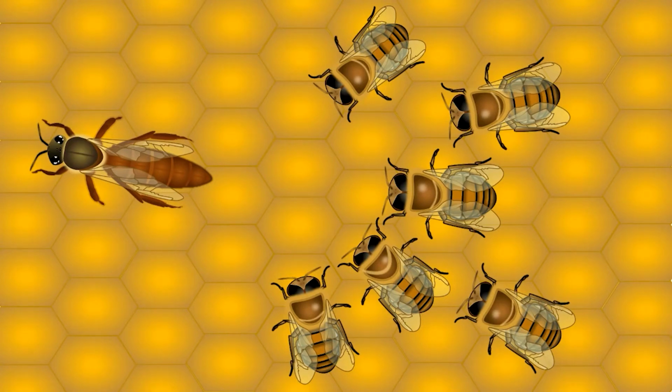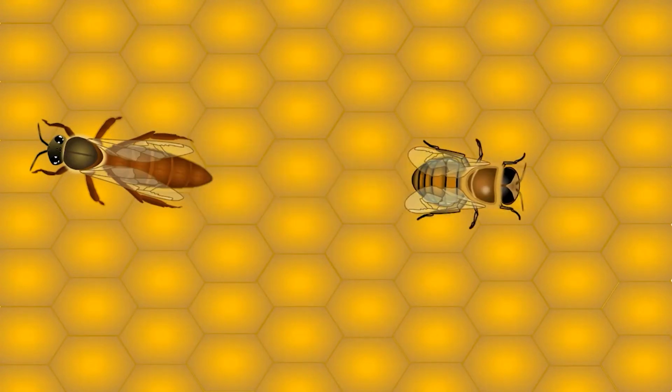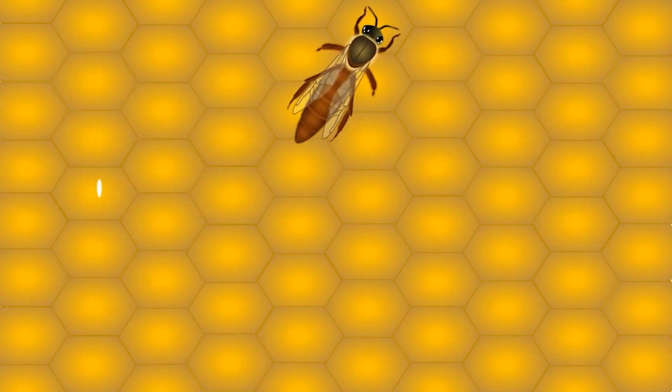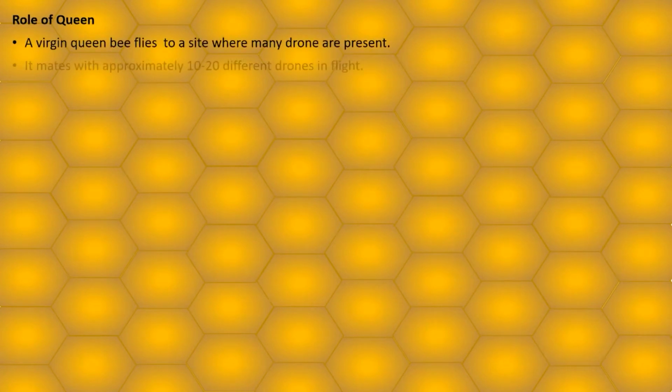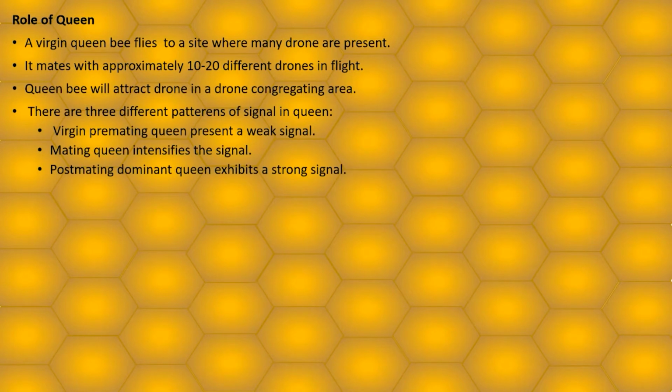Role of the queen. A virgin queen bee flies to a site where many drones are present. It mates with approximately 10 to 20 different drones in flight. The queen bee will attract drones in a drone congregating area. There are 3 different patterns of signals in the queen during mating. A virgin pre-mating queen presents a weak signal. A mating queen intensifies the signal. A post-mating dominant queen exhibits a stronger signal.